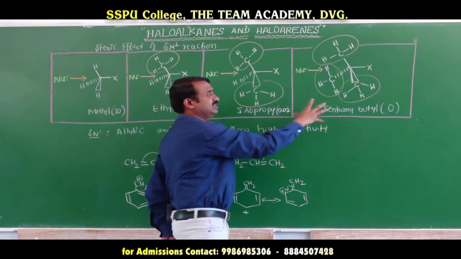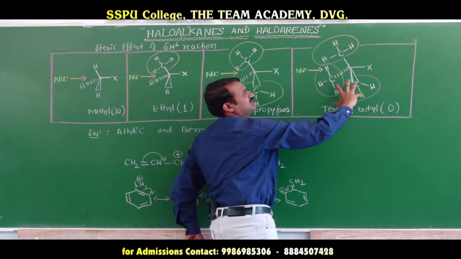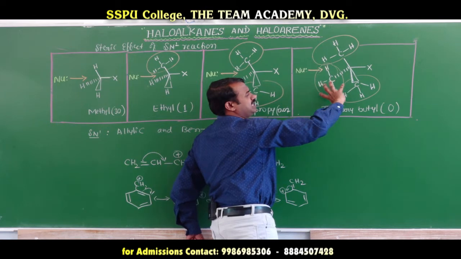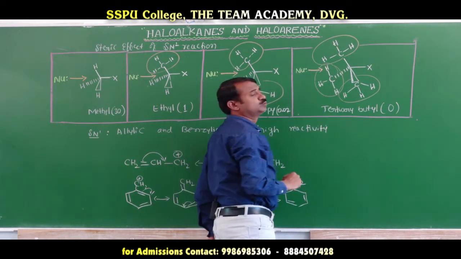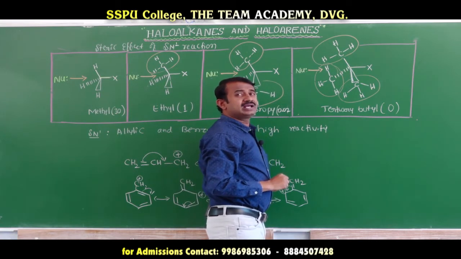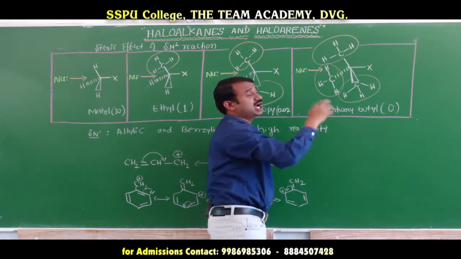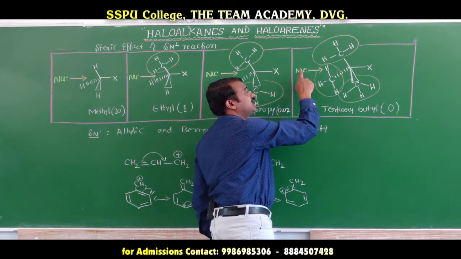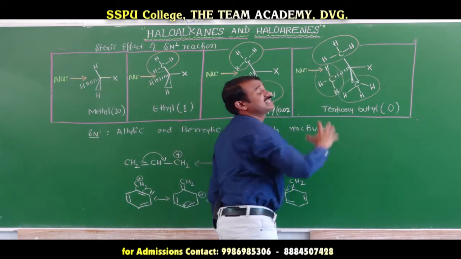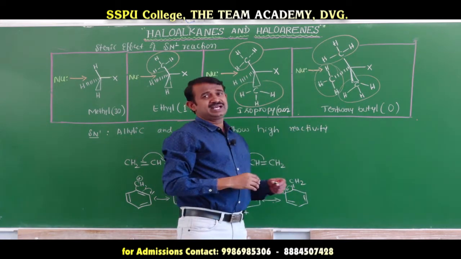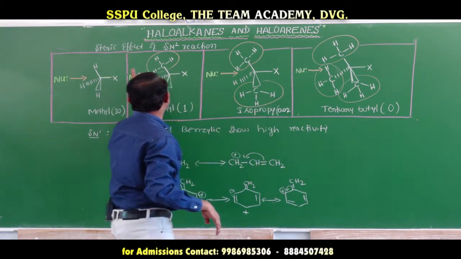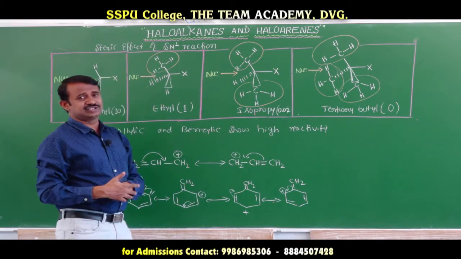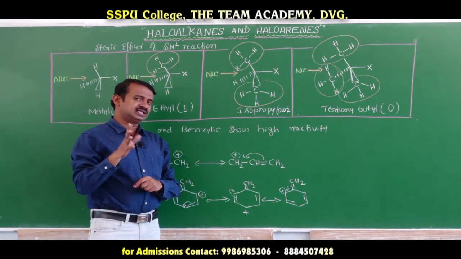Listen here, the three methyl groups are there, and in the SN2 mechanism it is very difficult for the nucleophile to attack the carbon bearing the halogen. That is called steric hindrance: the more bulky groups there are, the lower the reactivity. That is the steric effect in the SN2 mechanism. That is the important factor.